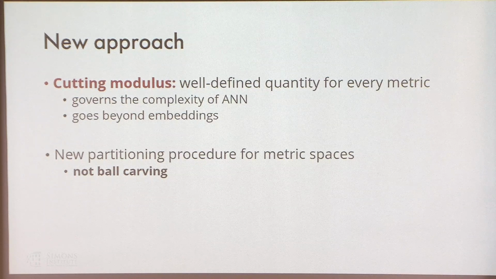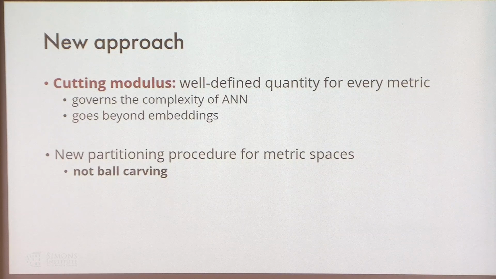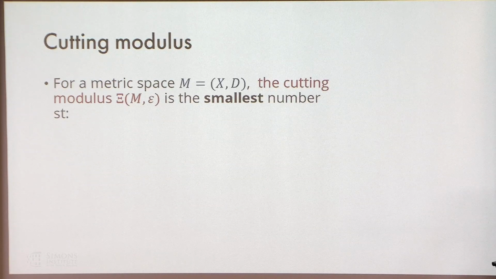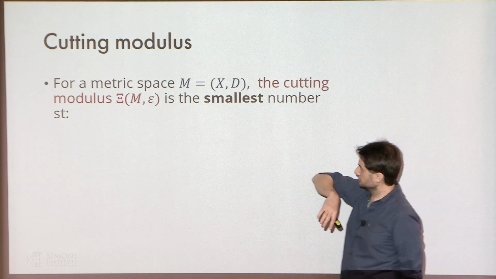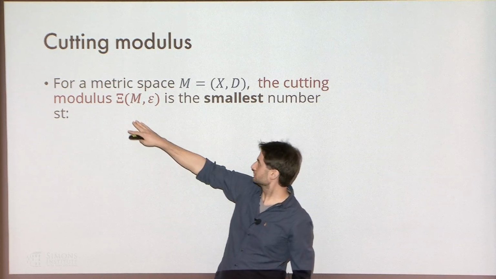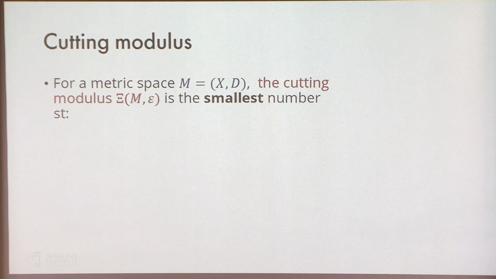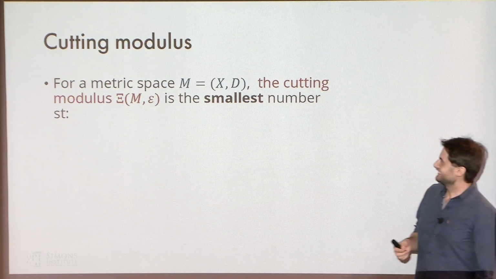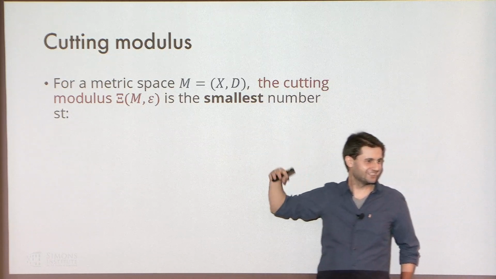Okay, so I'll define this cutting modulus, and if there is anything to get from this talk, this is probably the most important notion to get from the talk. And so let's do it. Okay, so again, it is defined for a metric space. We denote it by this Greek letter called Xi. It has three connected components. I think we ran out of all the other Greek letters by the time.